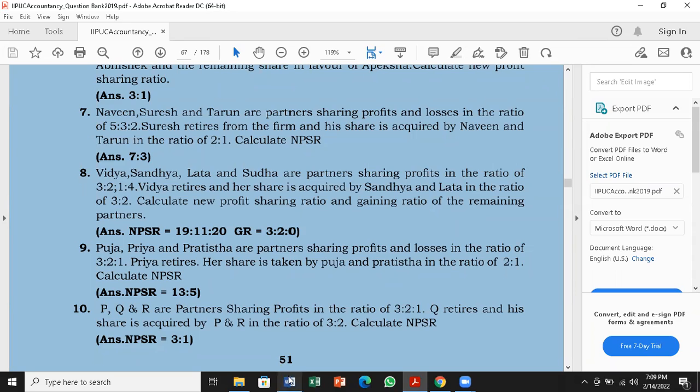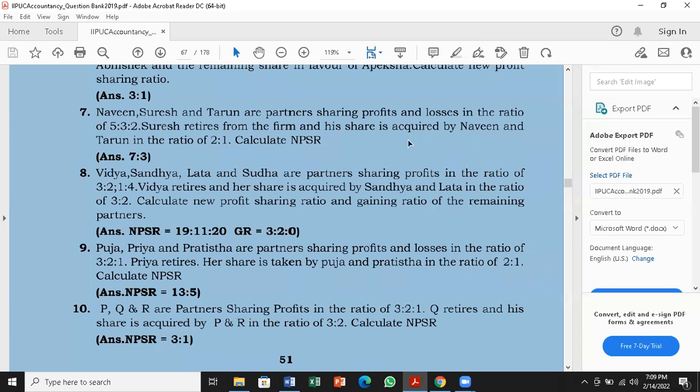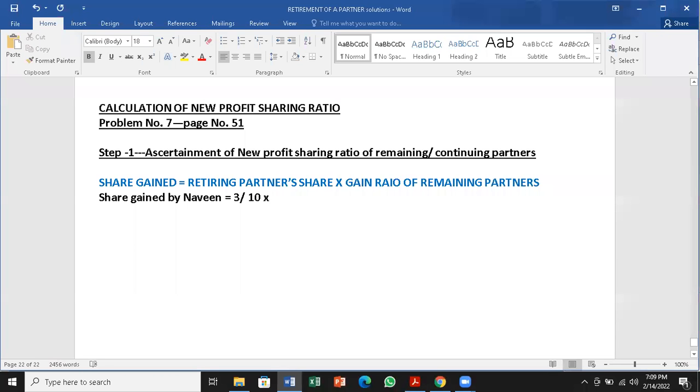So 3 by 10 multiplied by. So here, remember, Naveen and Tarun are sharing in 2:1, acquiring in 2:1. So 2:1 means if you add 2 plus 1, it becomes 3. So 2 by 3. That is equal to, multiplying numerator into numerator, denominator into denominator, 2 into 3 is 6 by 10 into 3 is 30.